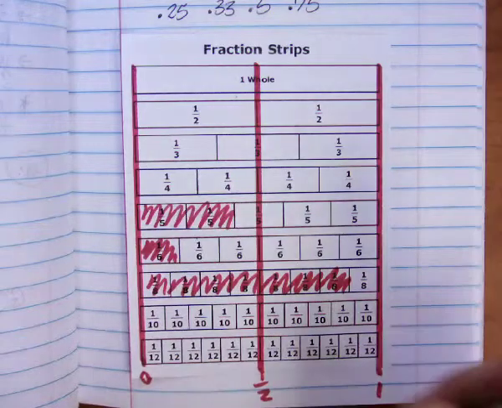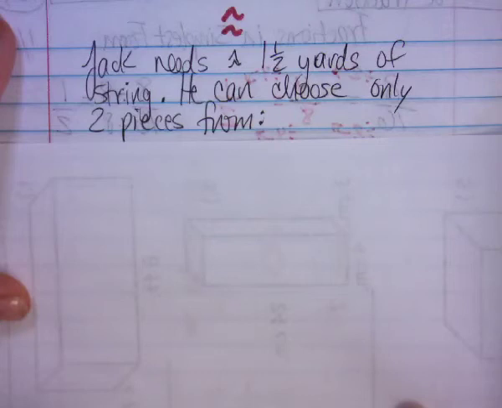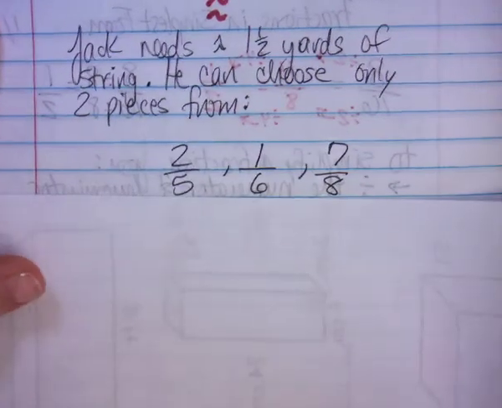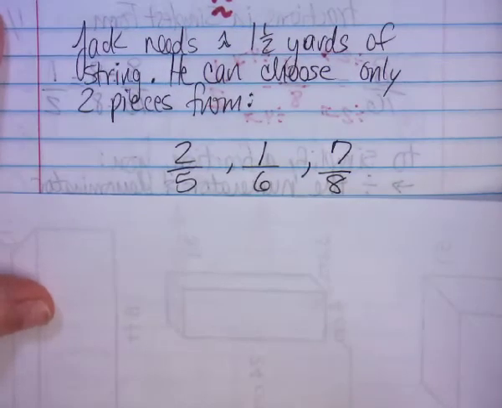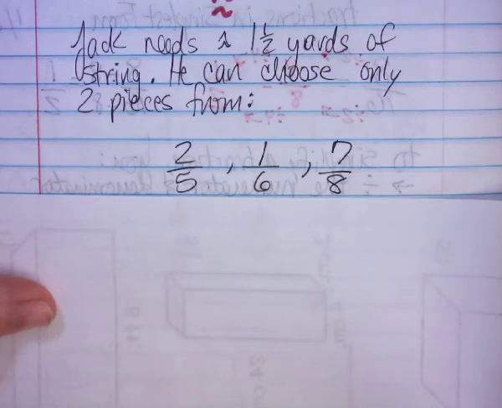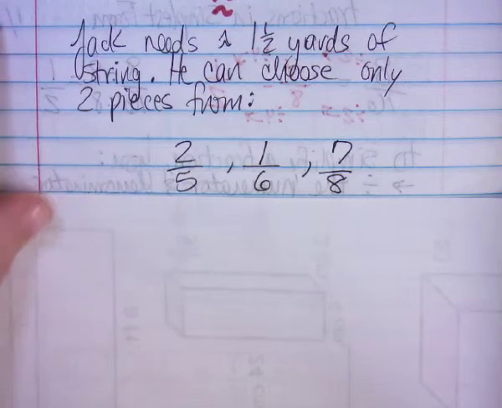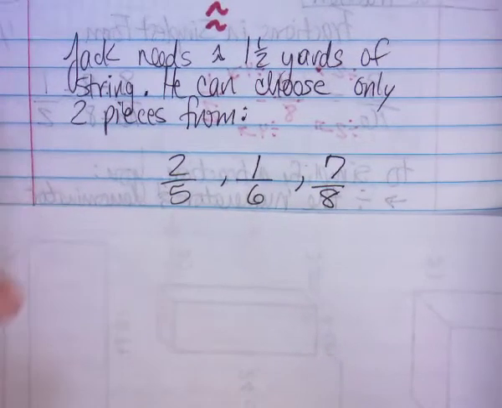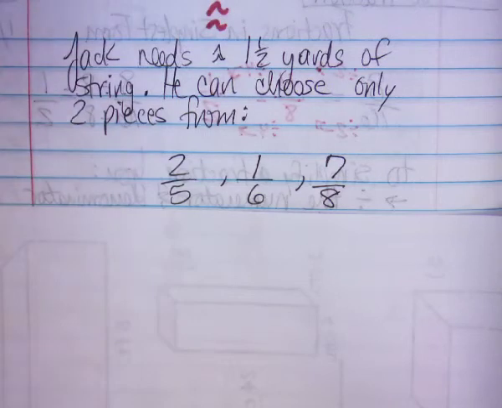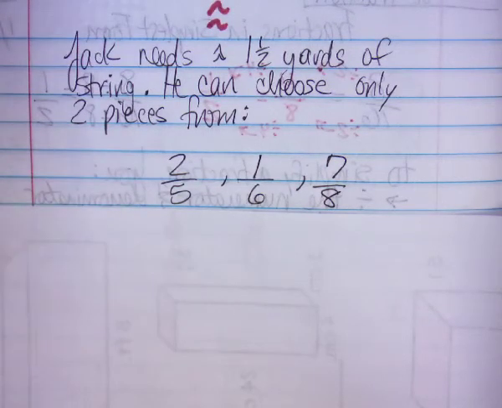Now I'm going to scoot over to the left-hand side of the page, and let's look at this problem. Jack needs 1.5 yards of string. He can choose only 2 pieces from these 3 fractions: 2/5, 1/6, and 7/8. So write this down for me real quick. Jack needs, and remember that little wavy equal sign means about, 1.5 yards of string. He can choose only 2 pieces from 2/5, 1/6, or 7/8.